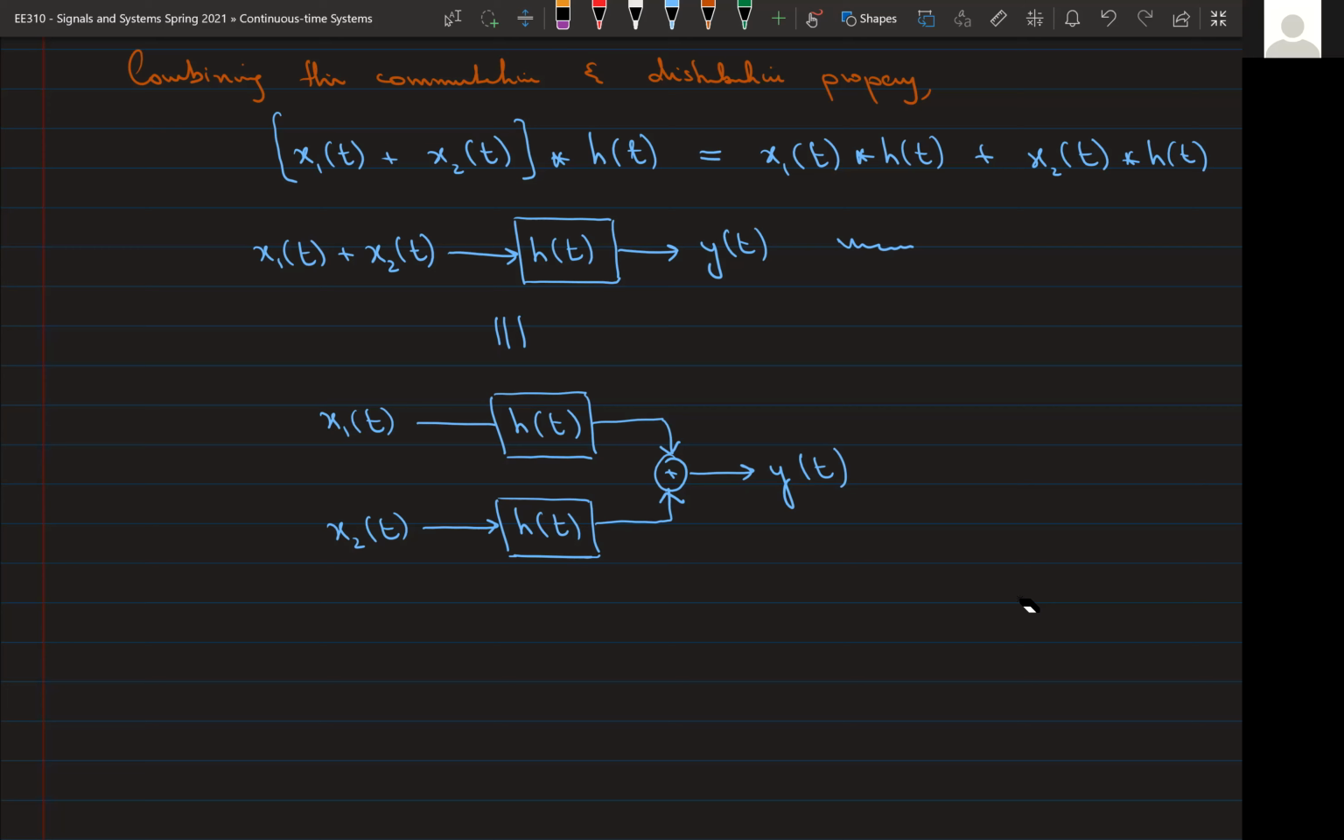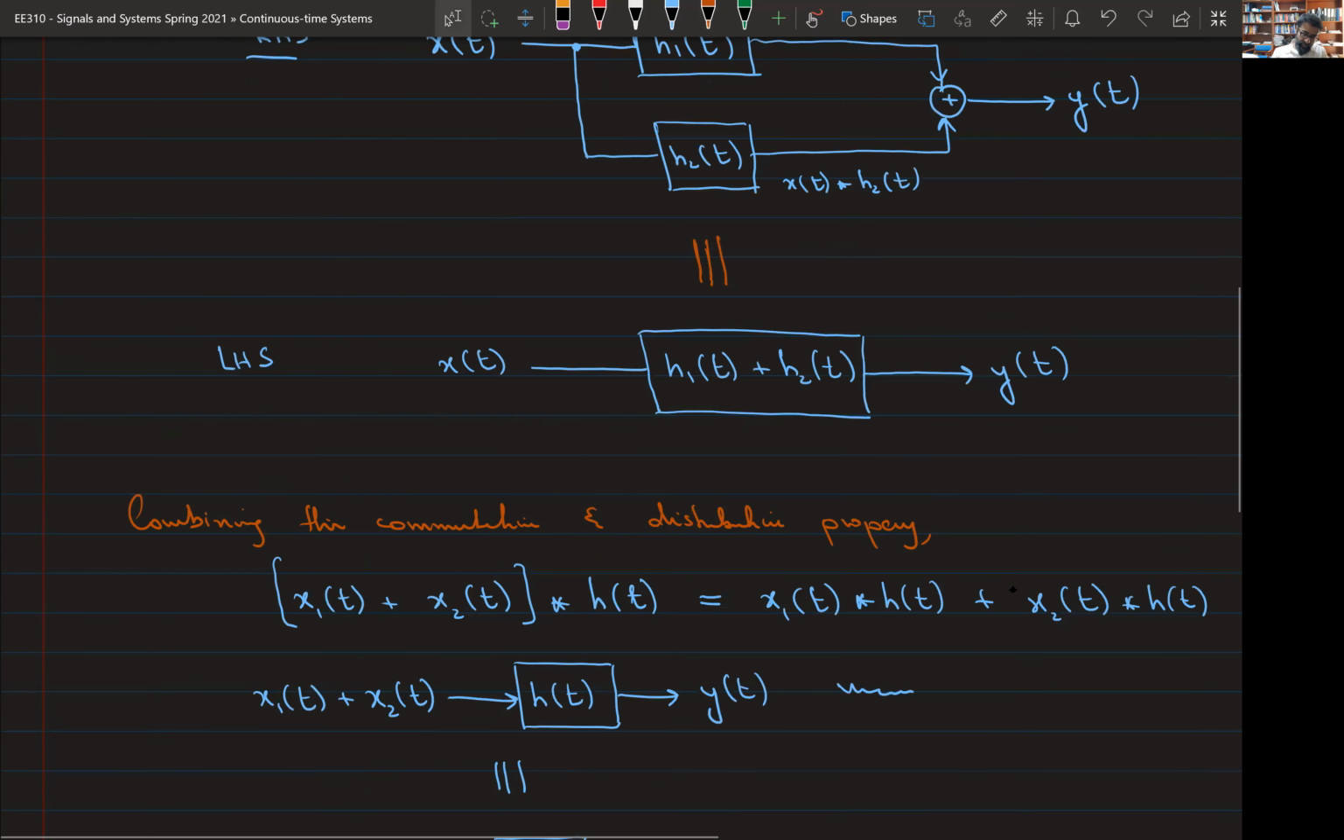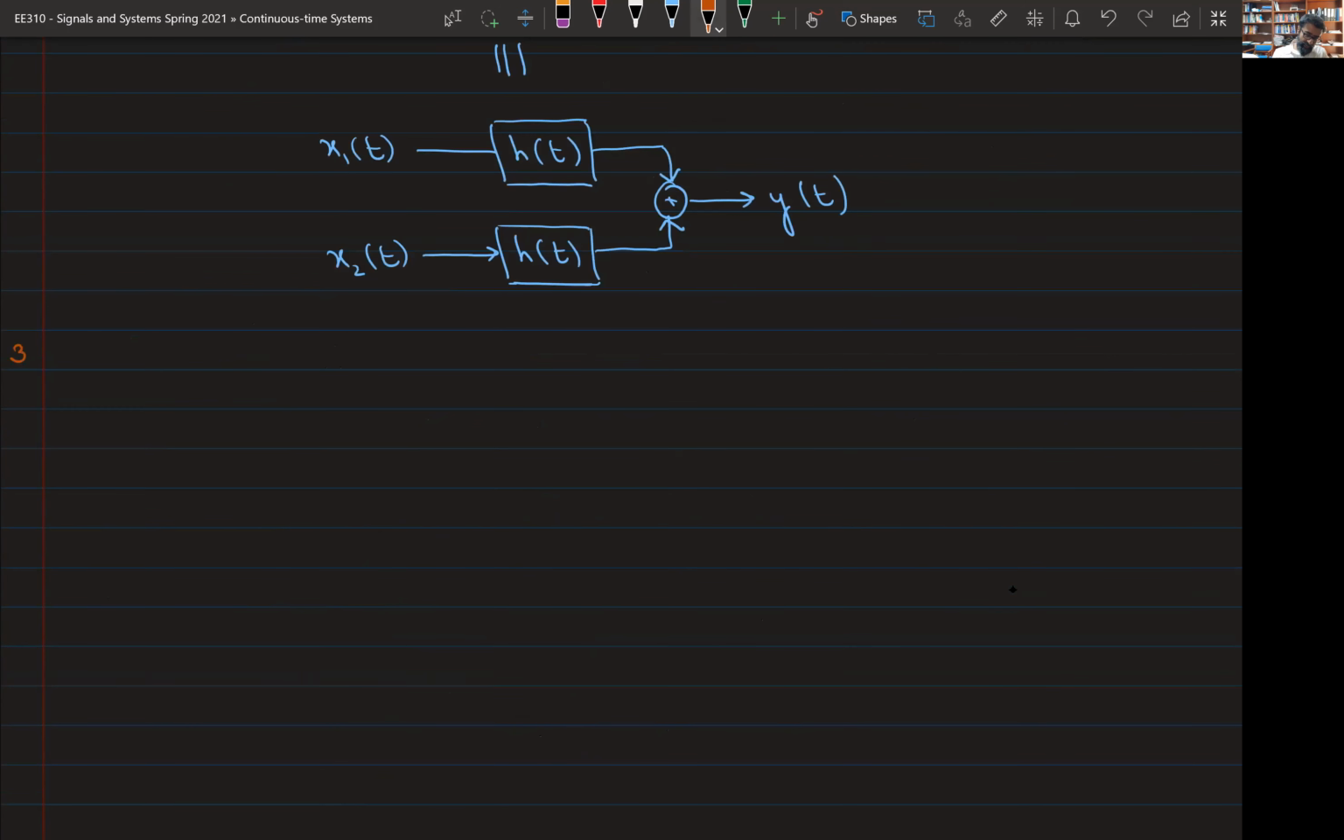ठीक है, right. So the third property is, right? The third property I want to talk about is the associative property.